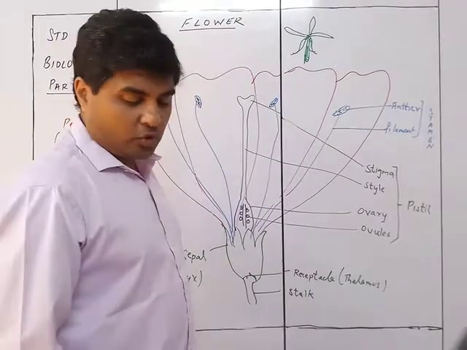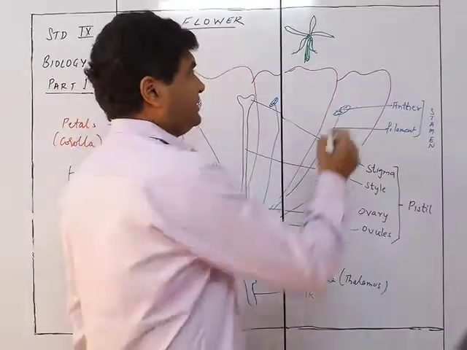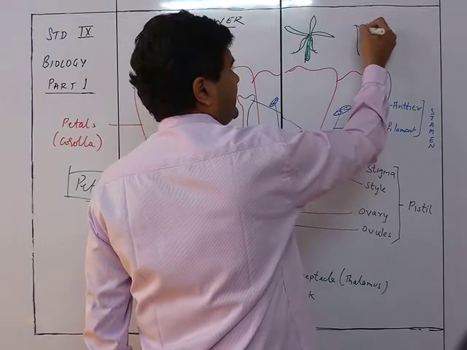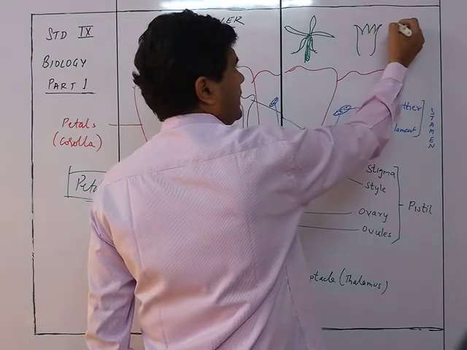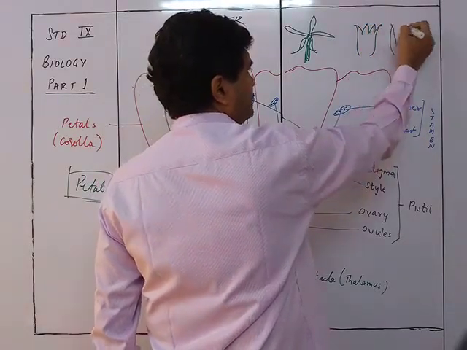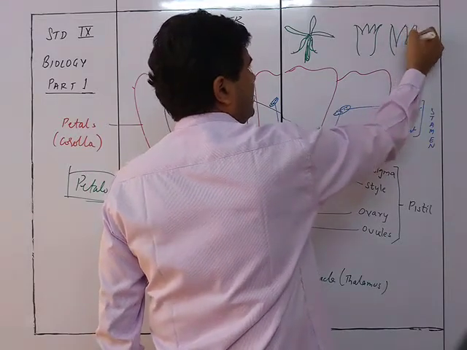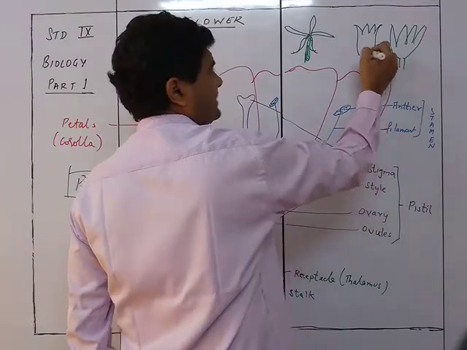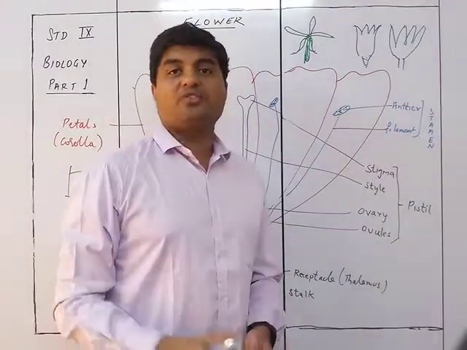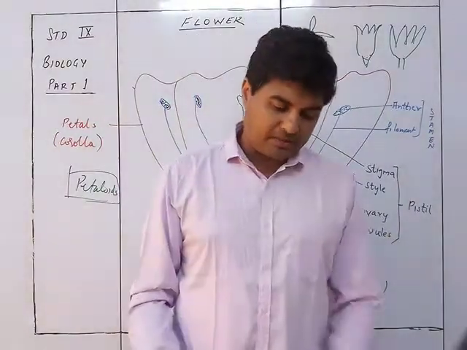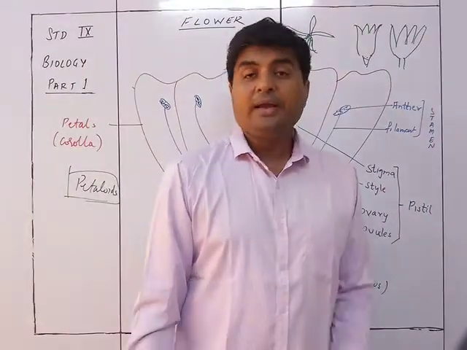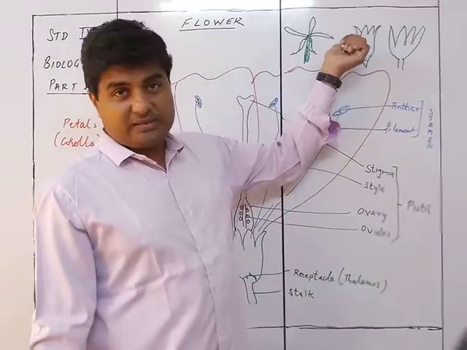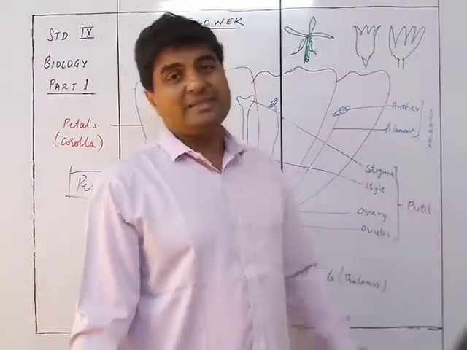Or else it could be that they are fused together. That means the lower part is fused together, and it just has such crowns like this, or maybe some deeper crowns, but still the bottom part is connected together. If such a condition is there, then these fused ones are called gamosepalous. So the sepals can either be free, polysepalous, or fused, gamosepalous.